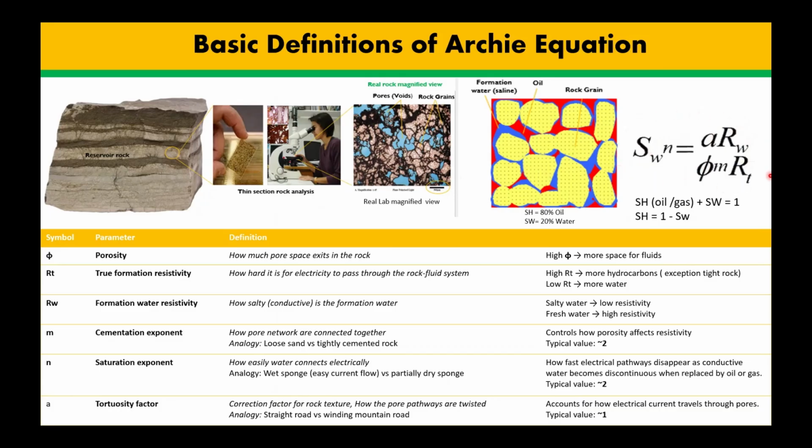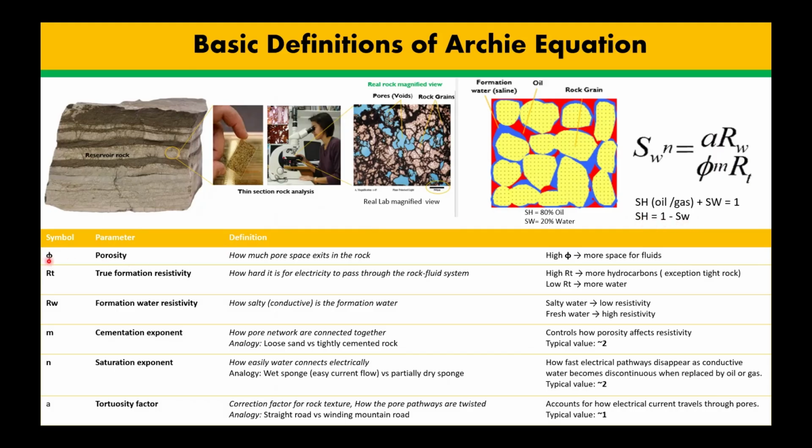Sw is the water saturation. Once we know Sw, converting it to hydrocarbon saturation is very easy because the pores are never empty. Water saturation plus hydrocarbon saturation equals 1. So the hydrocarbon saturation can be determined by subtracting the water saturation derived by Archie from 1.